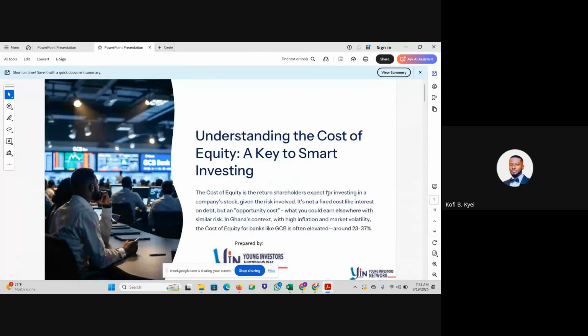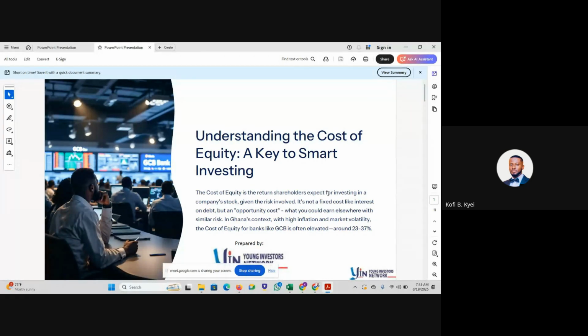First, understanding the cost of equity is key to smart investing. The cost of equity is the return. I explained yesterday, but allow me to go over it again. The cost of equity is the return shareholders expect for investing in the company stock, given the risks involved. We saw it from the calculation. It's not a fixed cost like interest rates. It's just an opportunity cost, a word I failed to use yesterday: what you could earn elsewhere with similar risk.